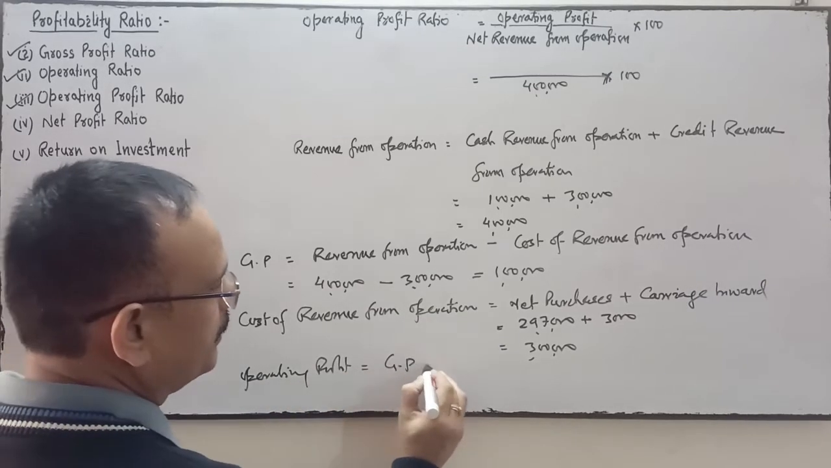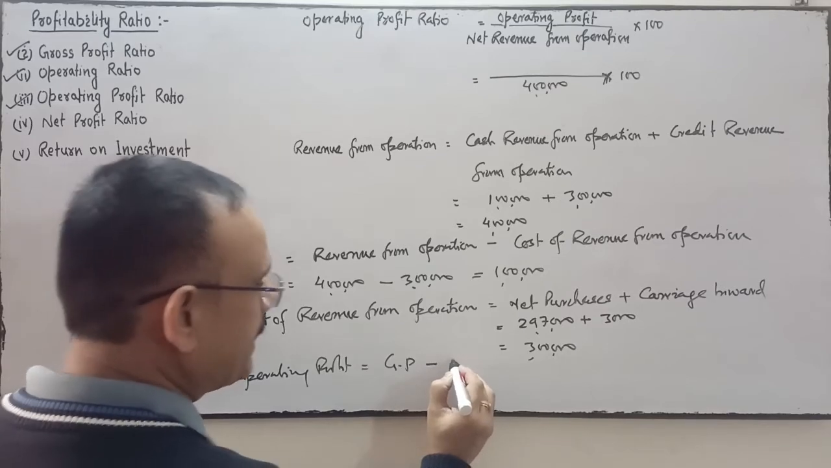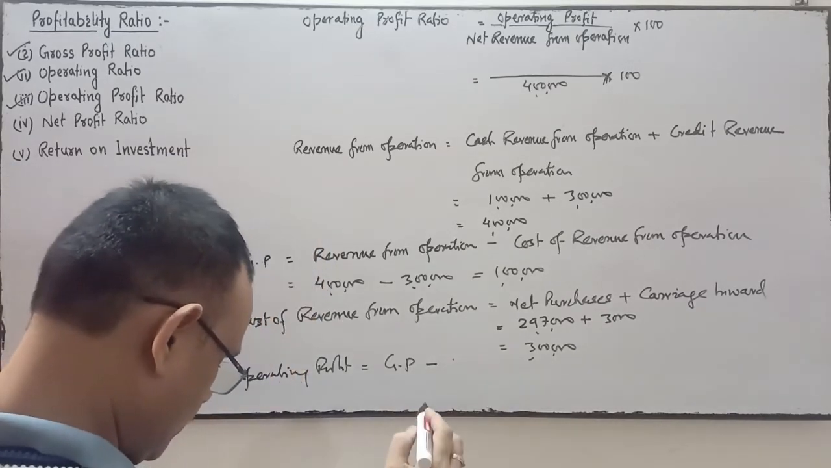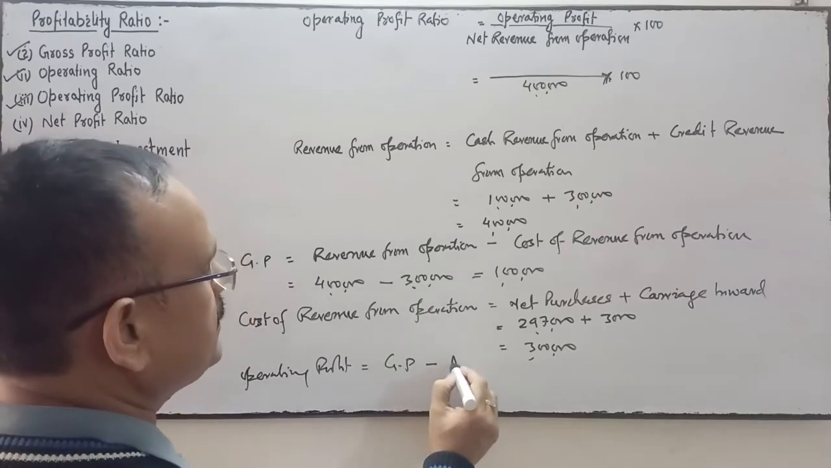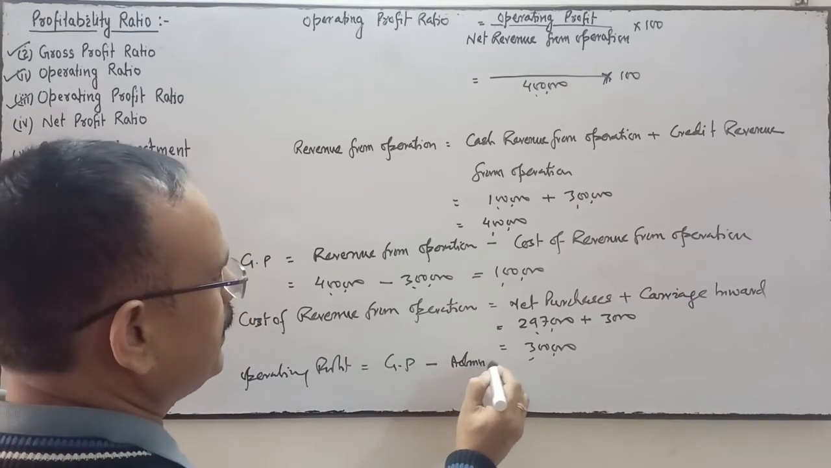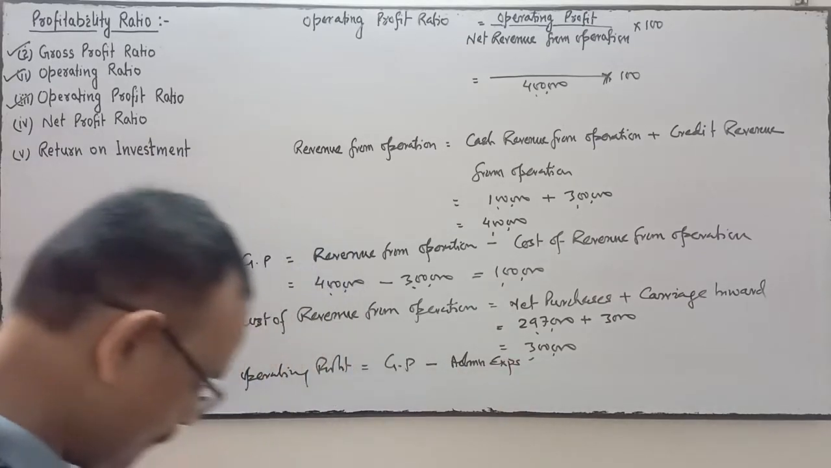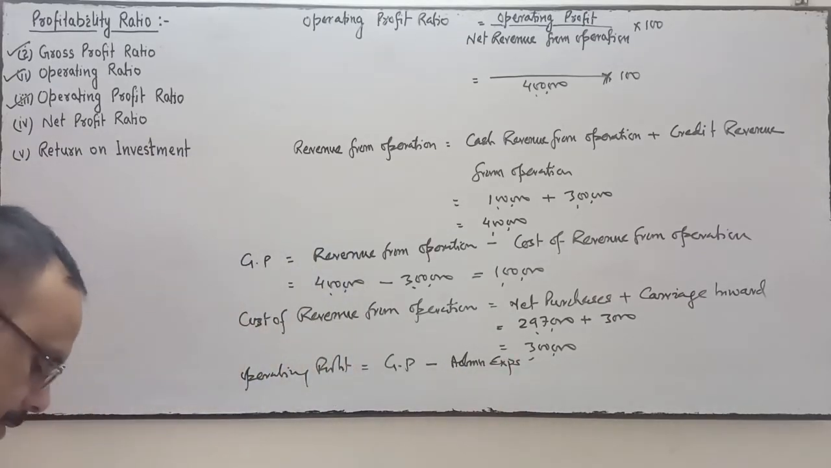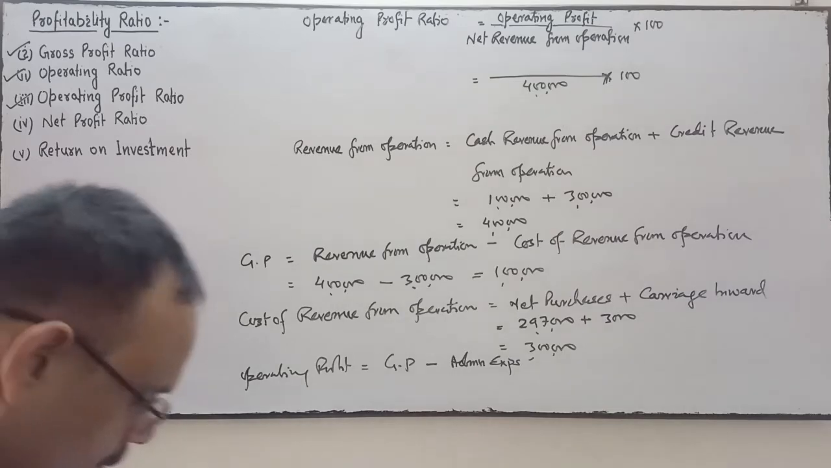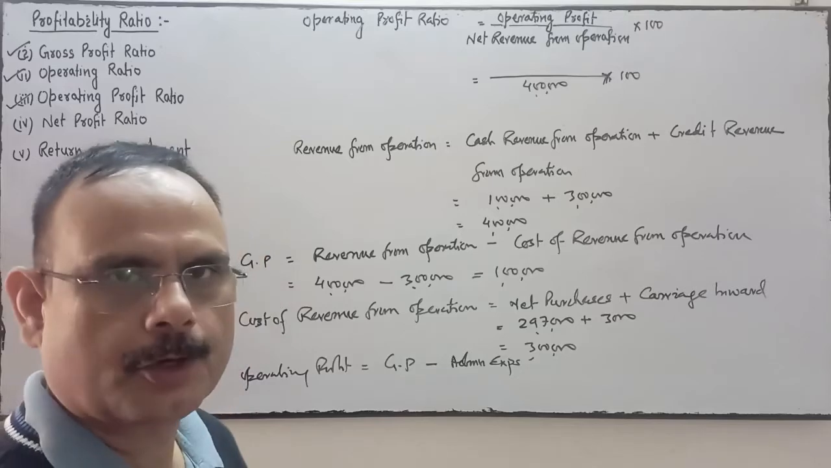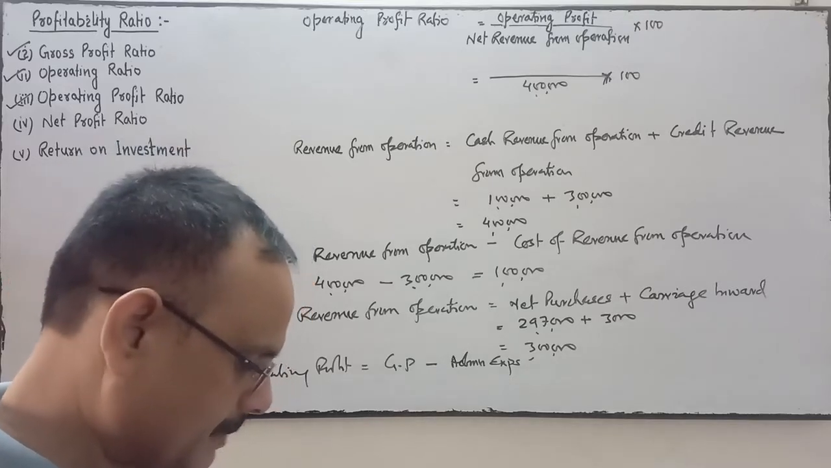Now operating profit is equal to gross profit minus operating expenses. Operating expenses are: administrative expense is operating expense number 1. Finance cost is not operating expense, finance cost will not be taken into account.